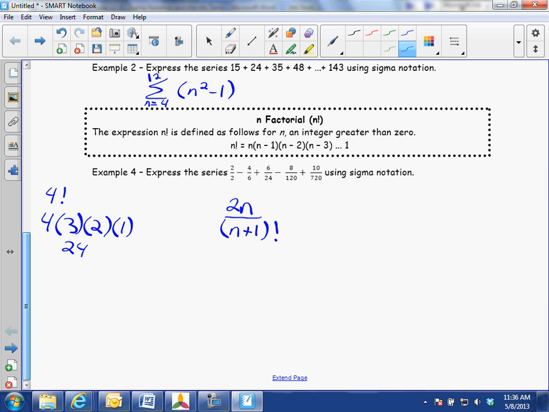Let's try it over here. If I put in 3 for n, 3 times 2 gets us 6. 3 plus 1 is 4. It's 4 factorial, 24. Yeah, we just got it over here.